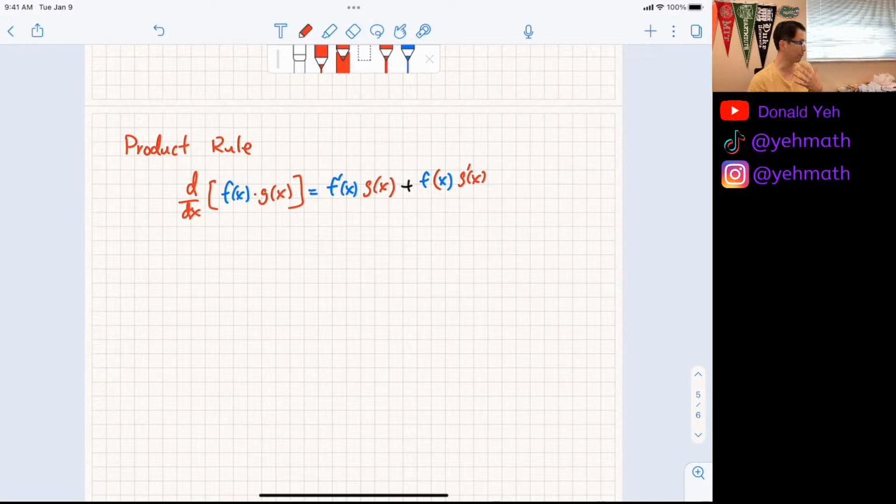Some major misunderstanding from students is that they usually just distribute it. They just do f prime of x times g prime of x, and that's wrong. So it's not any of those things.